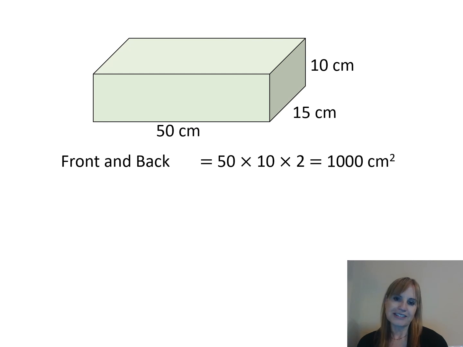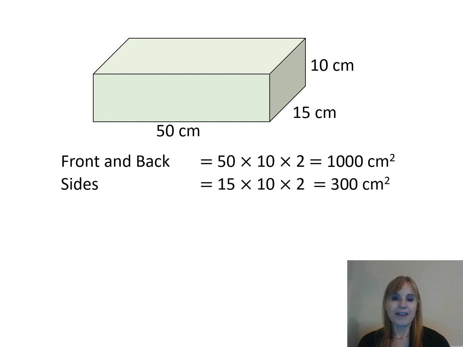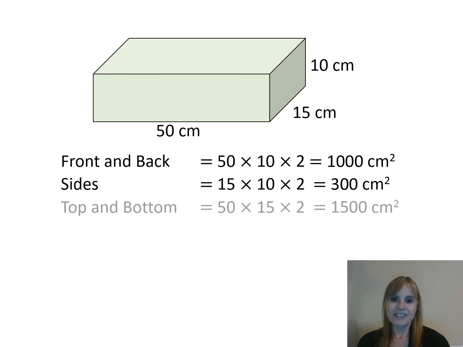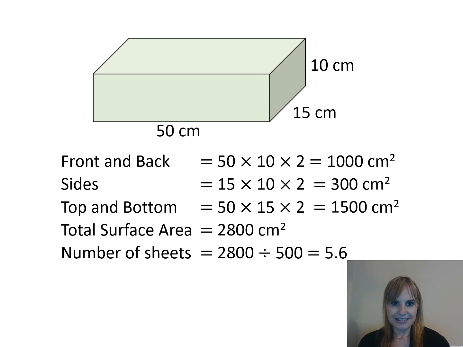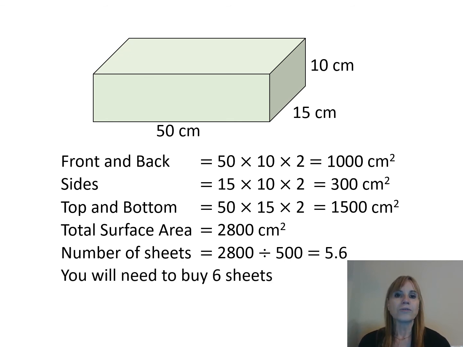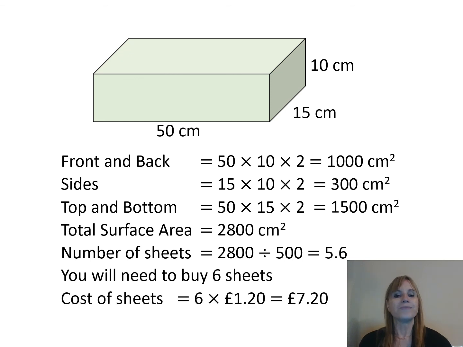Next I'm going to look at the two sides. I can see that dimensions of each side is 15 by 10, so 15 times 10 times 2 is 300. And finally, looking at the top and the bottom, they each have dimensions of 50 times 15, so 50 times 15 times 2 is 1500. So that gives a total surface area of 2800, and we were told in the question that each sheet of paper covers 500 centimetres squared. So what I need to do here is to divide 2800 by 500, and that gives me an answer of 5.6. Now I can't buy 5.6 sheets of paper, I need to buy 6 whole sheets. And then finally I was told the cost of each sheet is £1.20, so I need to multiply 6 by £1.20, giving a final answer of £7.20.